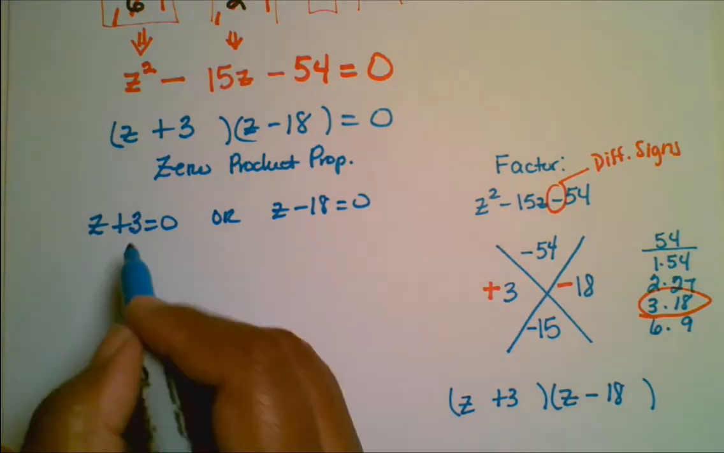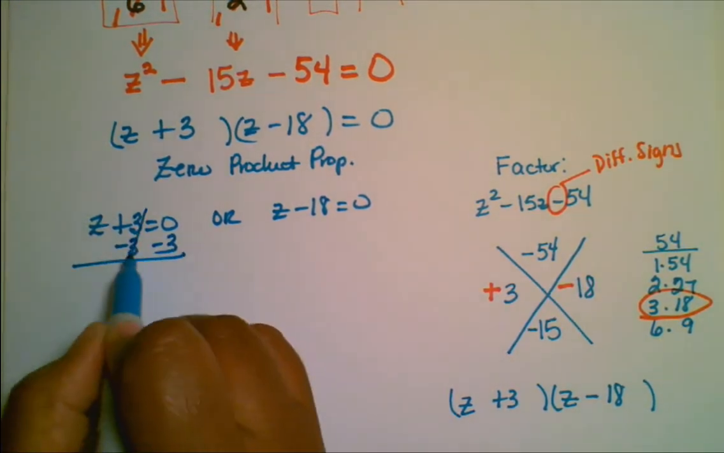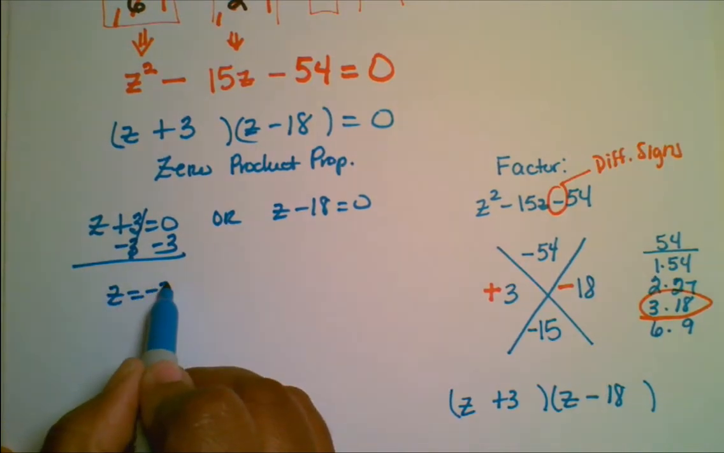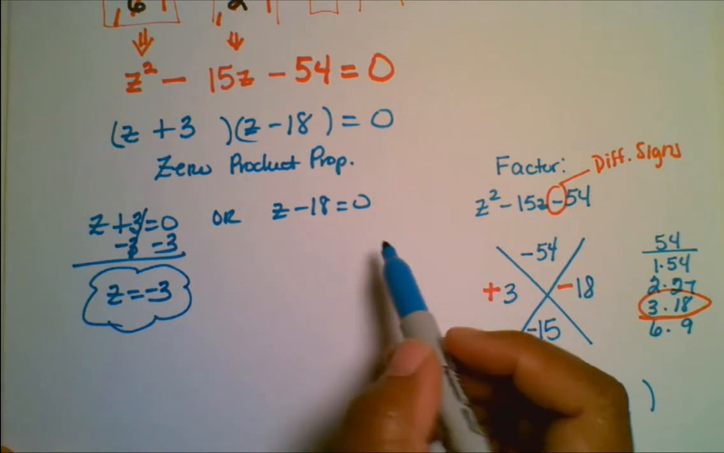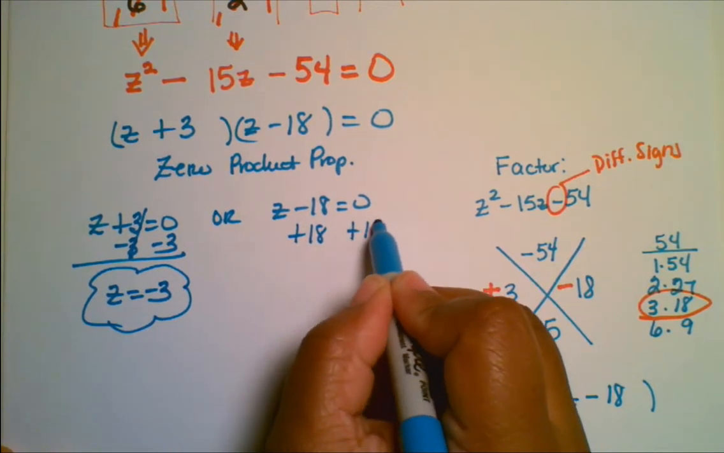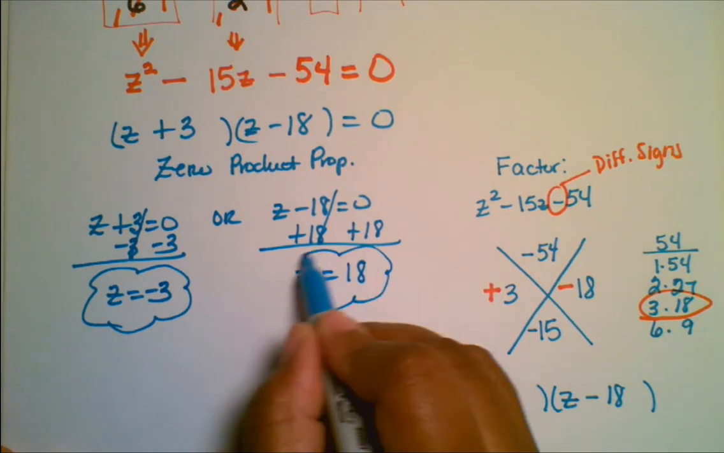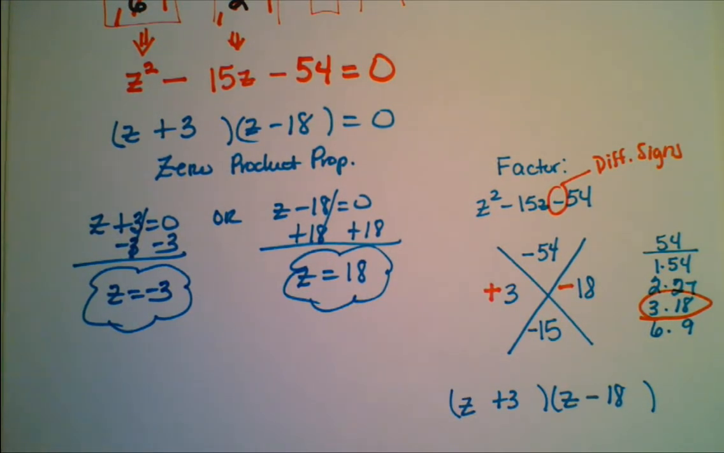Okay, therefore z plus 3 equals 0. We're going to subtract 3 from both sides. We have z is equal to negative 3. z minus 18 is equal to 0. We're going to add 18 to both sides. We have z is equal to 18. That is your solution. One more example.